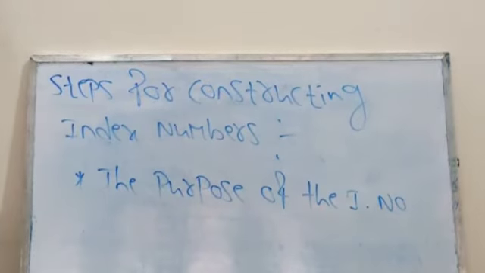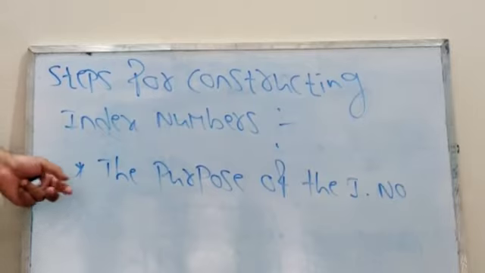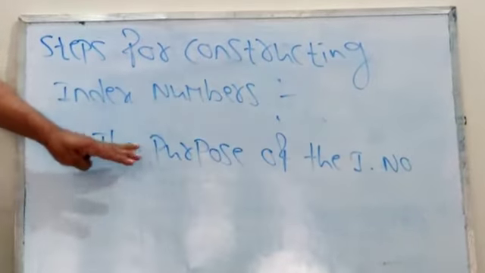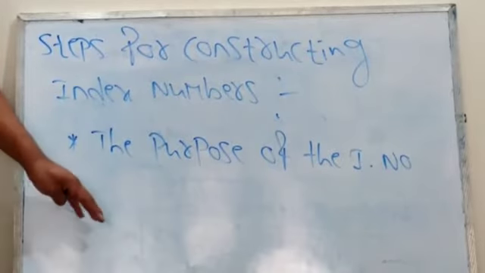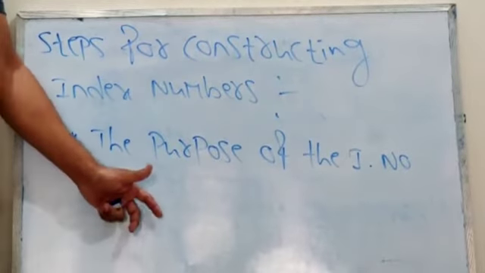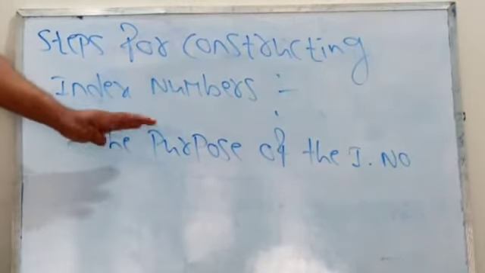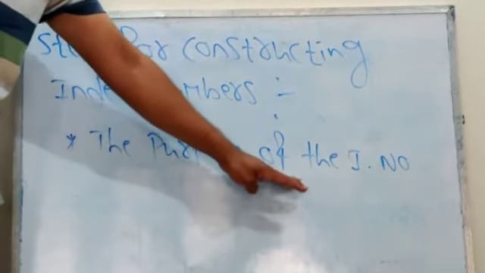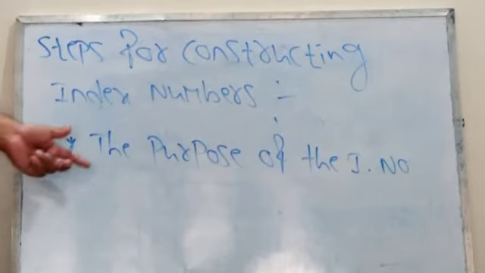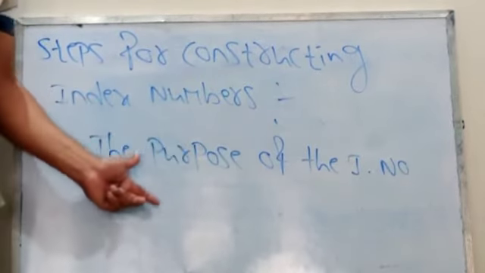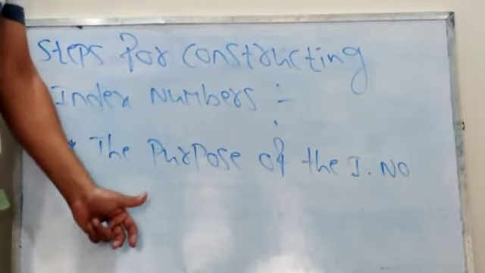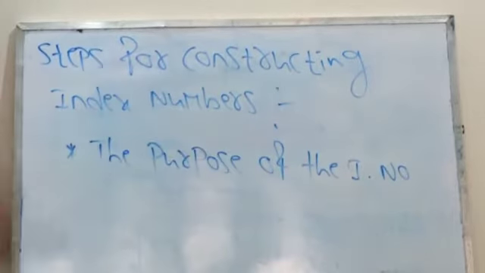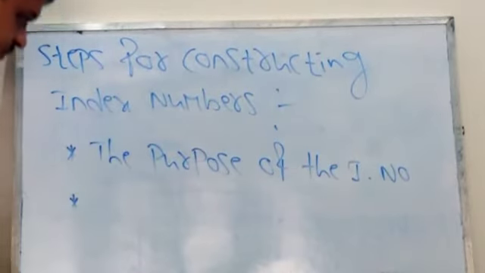In the purpose of the index number, first we have to define for which purpose we are constructing the index number, because there are various types of index number: consumer price index number, price index number, quantity index number. So first we have to define the purpose. This is the first step.